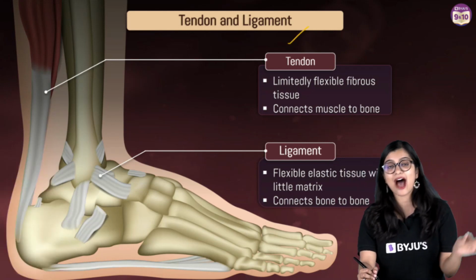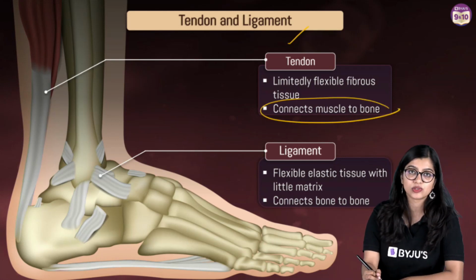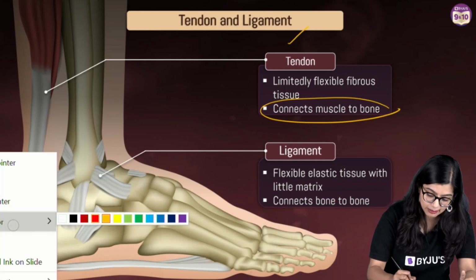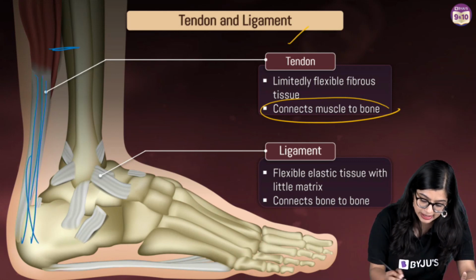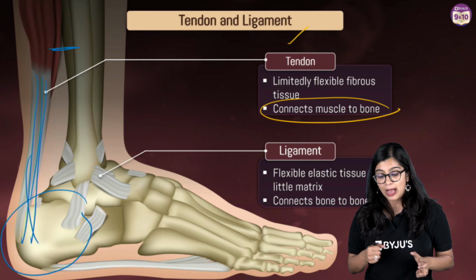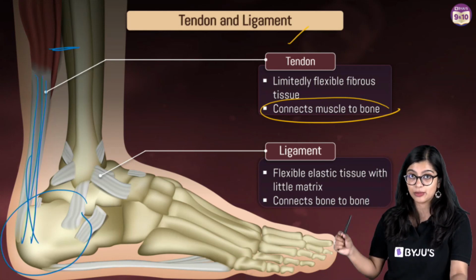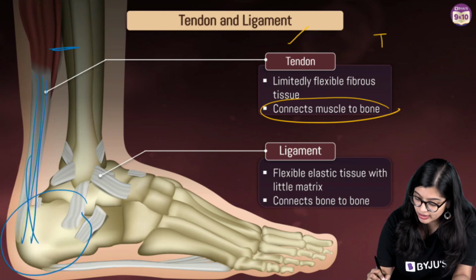Now, tendons are fibrous connective tissue that connect your muscles to bones. Remember this. Tendons are basically nothing but structures that connect. This is your muscle and it will connect it to the bone so that the muscle and the bone can work together. It's very important that you remember how these are connected. So your tendon connects bone to muscle.